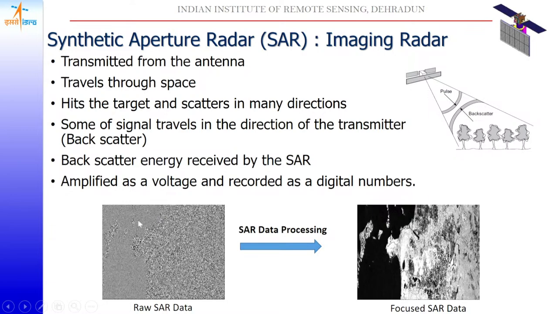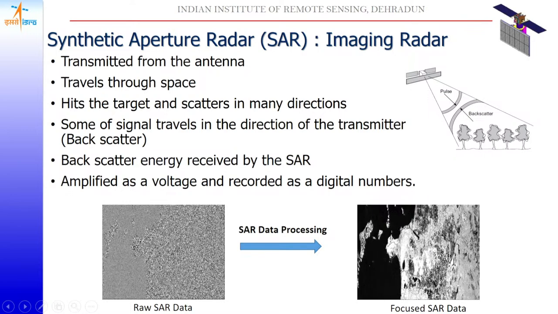You can see this is the data we receive at the ground station from the satellite. This data has some information, but we are not able to see the features in this image, so it is in uncompressed form. We will do some signal processing techniques, which is called SAR data processing, at the ground station, and we will generate the focused SAR data. That is called the focused SAR data.